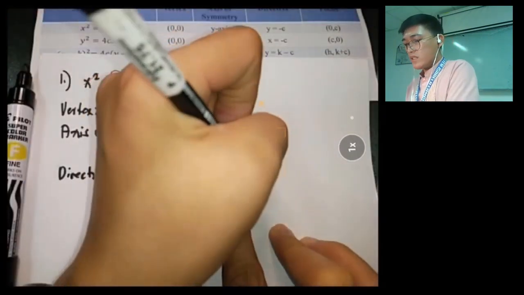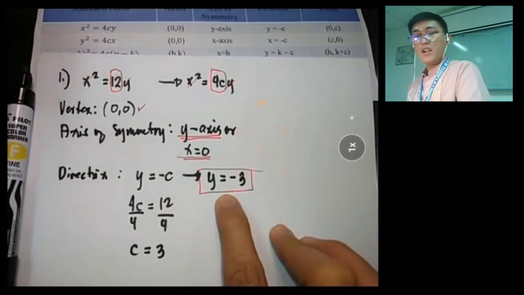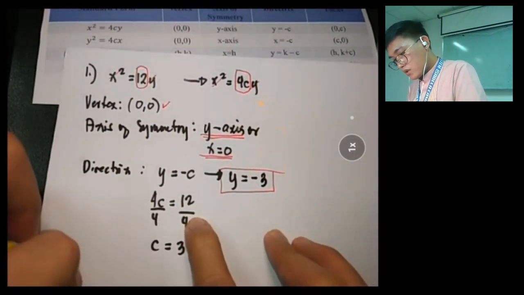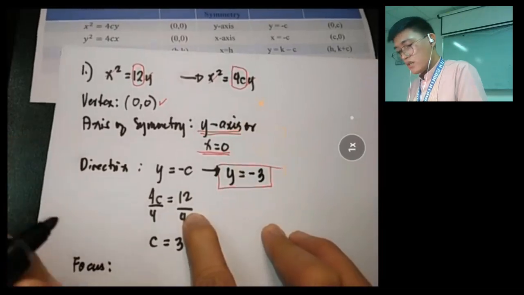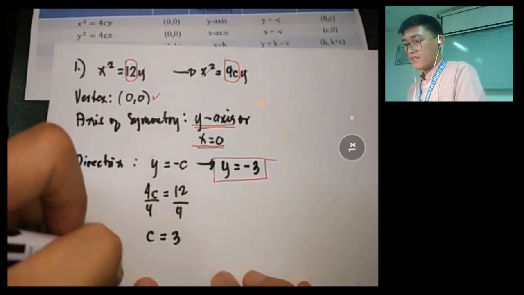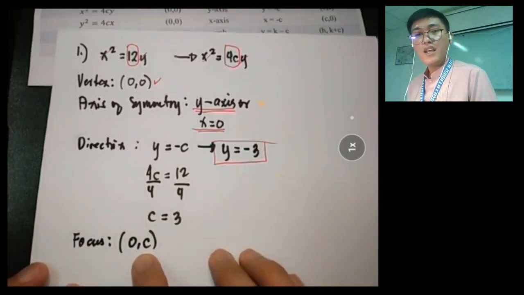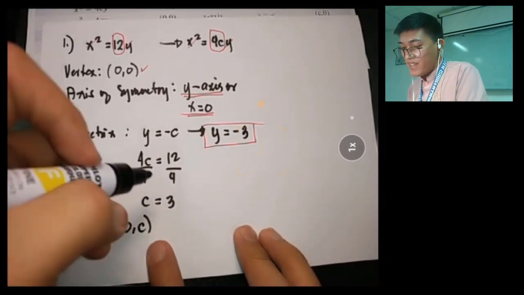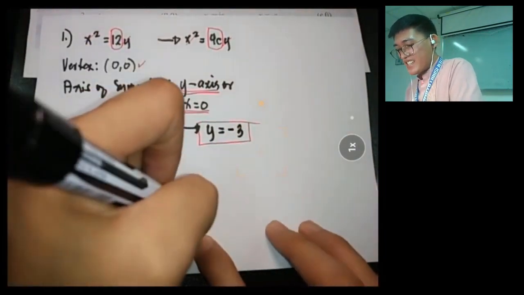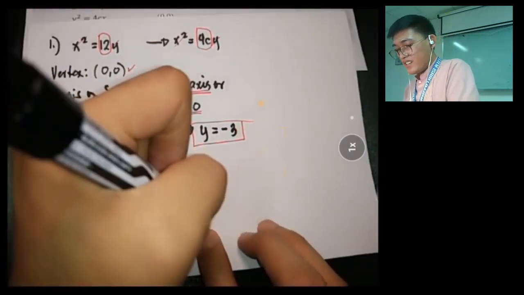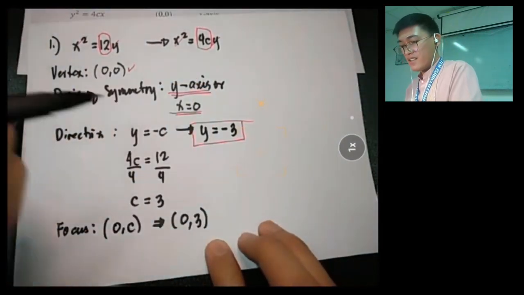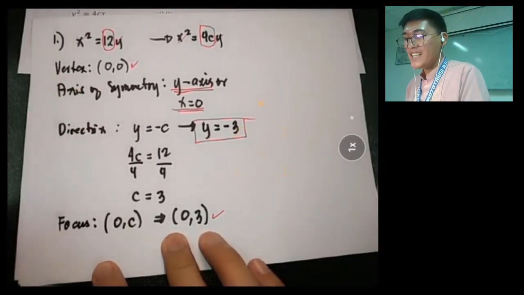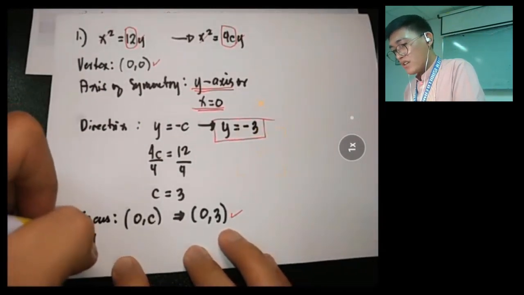y is equal to negative 3. Okay, so we have here the focus. The focus has an equation of (0, c). Now, we already knew that c is equal to 3. Then we can just put it in here. Very easy, right? Just kidding. It's (0, 3). We got it now? (0, 3).